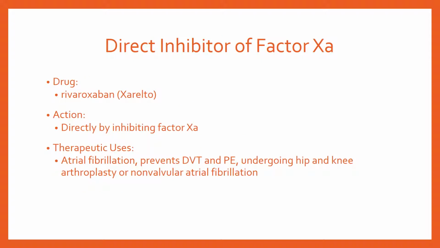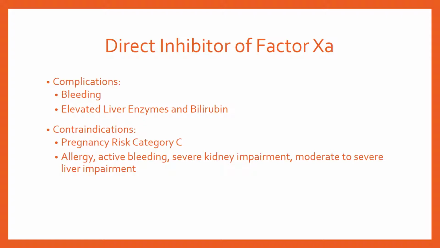Then your direct inhibitor of factor Xa, this is your Xarelto. It works by directly inhibiting factor Xa. Therapeutic uses are going to be your atrial fibrillation, prevention of DVTs and PEs, undergoing hip or knee arthroplasty, or non-valvular atrial fibrillation. Complications, once again, bleeding: GI, GU, cranial or retinal, or epidural bleeding following the removal of the epidural catheter.